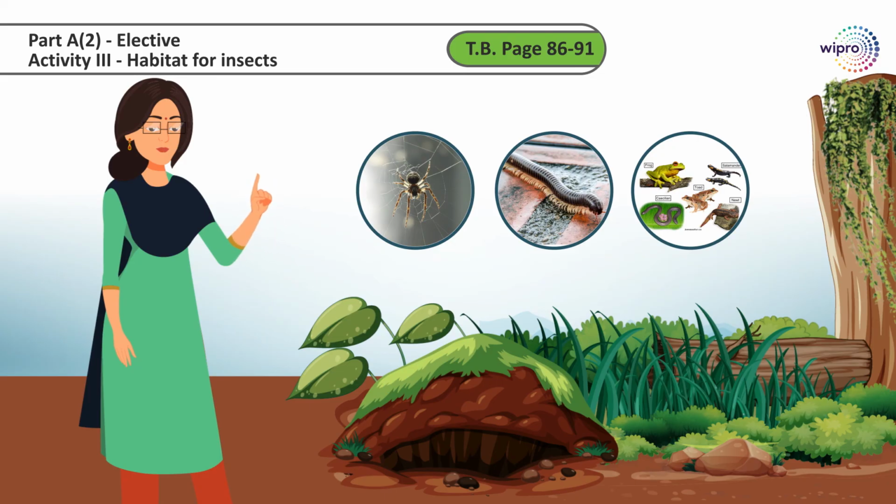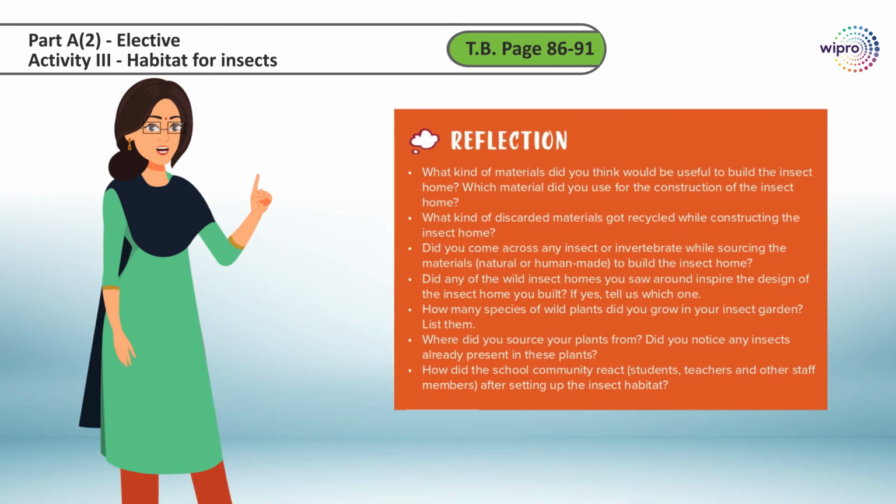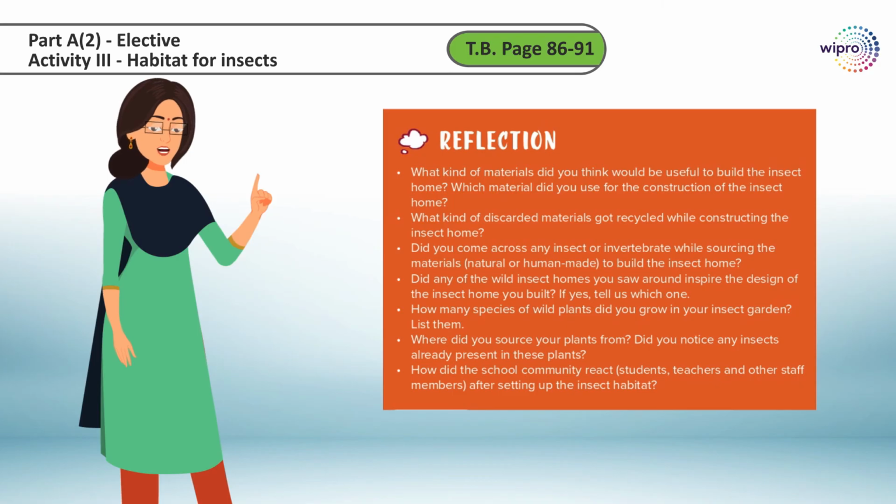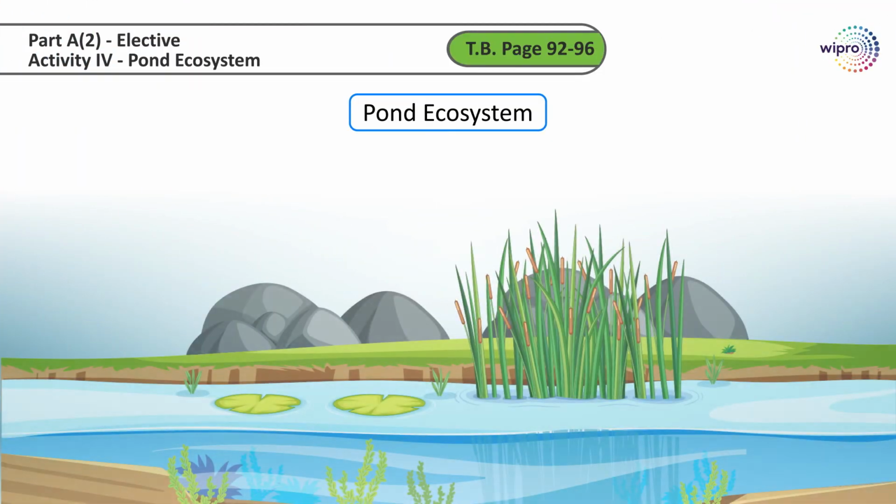Encourage your friends at school to make observations. Avoid handling and harming any creature that you notice in the habitat. Work on the reflection once you are done with the activity. Activity 4 is about building a pond ecosystem.